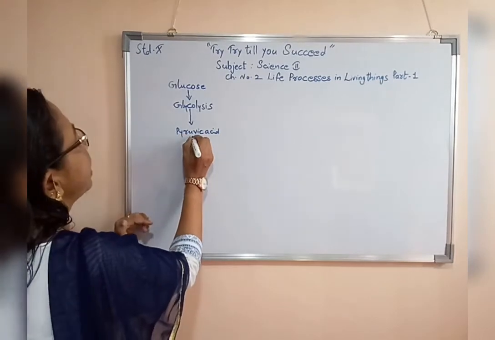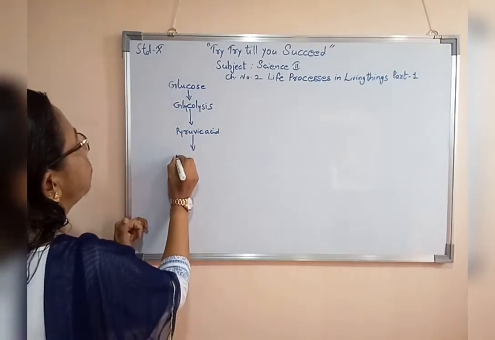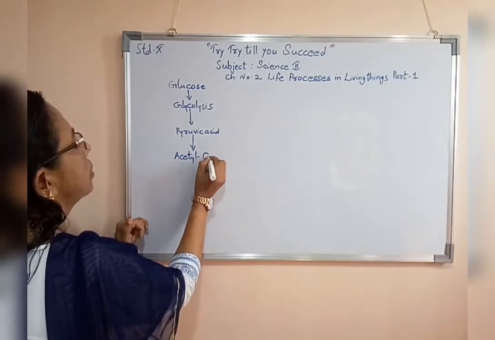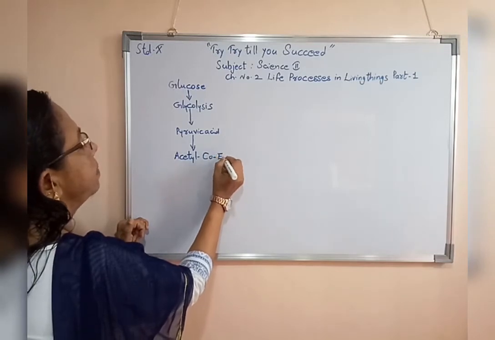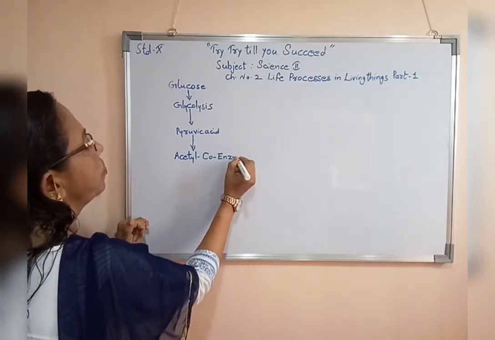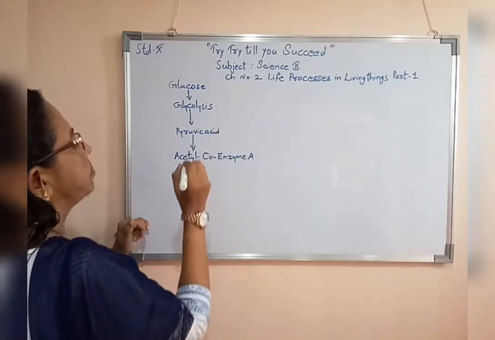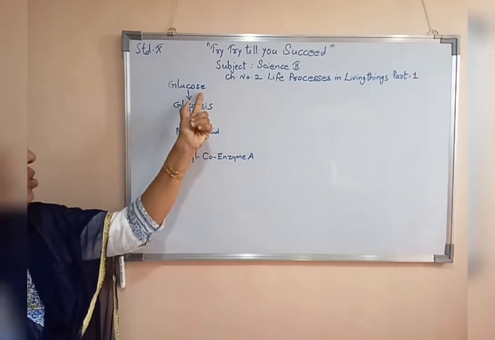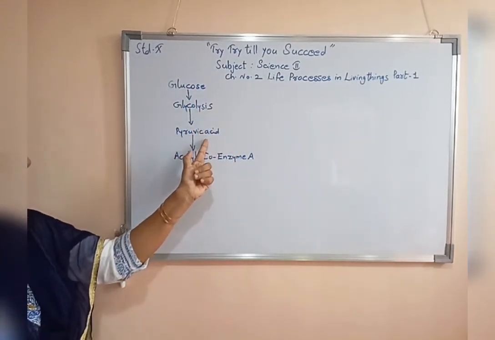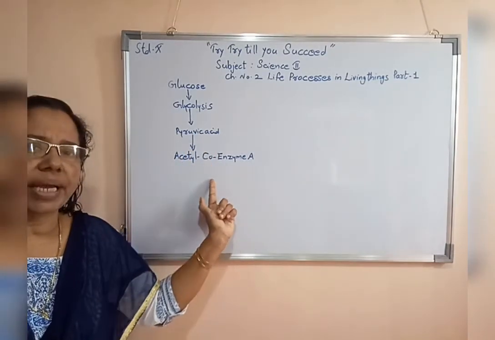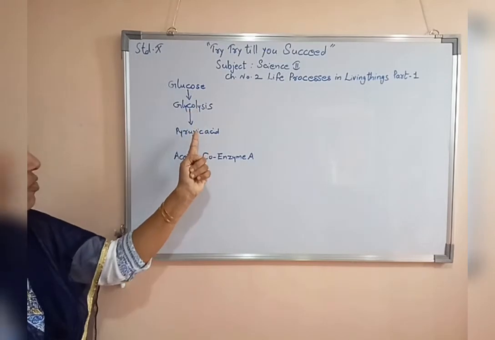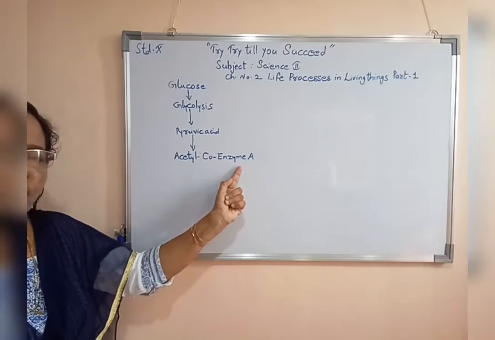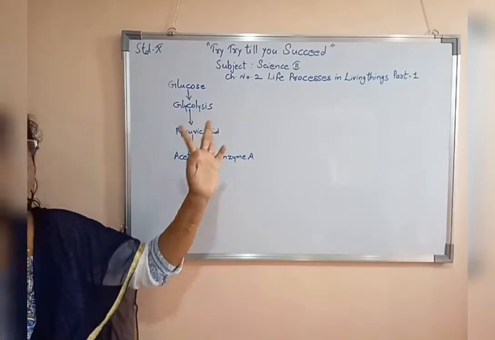Then the pyruvic acid is transformed to acetyl coenzyme A. So once again, during aerobic respiration, glucose is transformed to pyruvic acid and acetyl coenzyme A. First, glucose is transformed to pyruvic acid, then from pyruvic acid, acetyl coenzyme A is forming because of the glycolysis process.